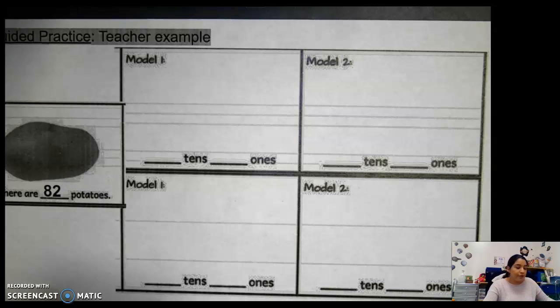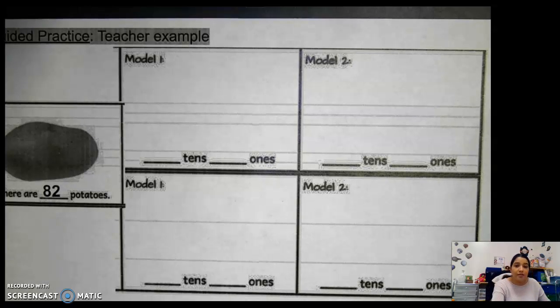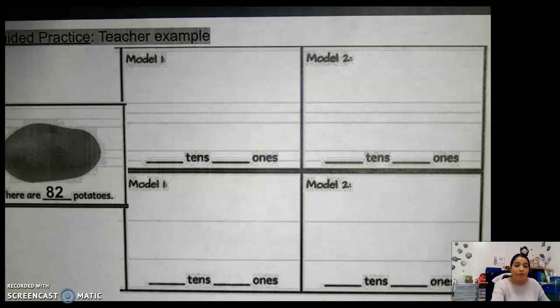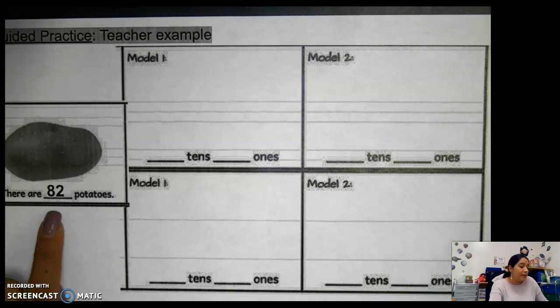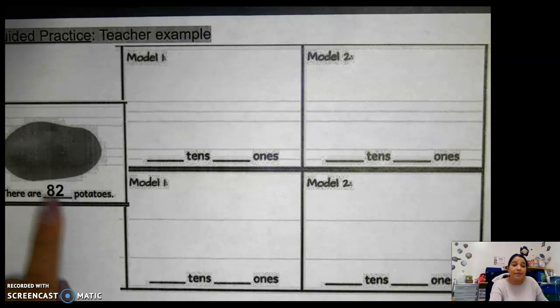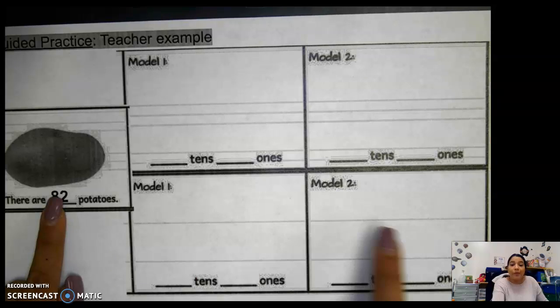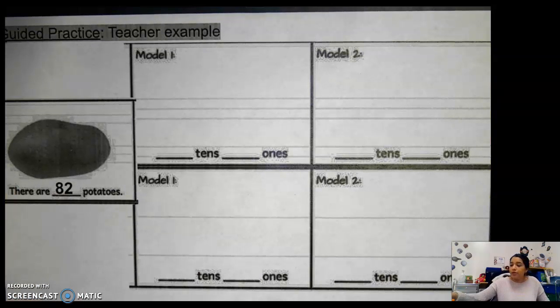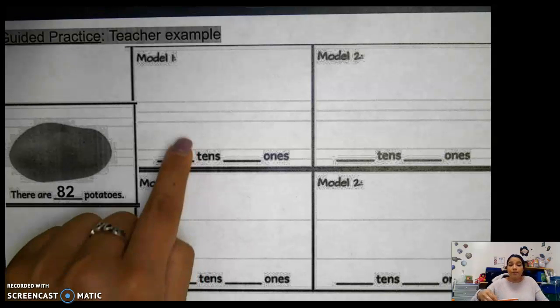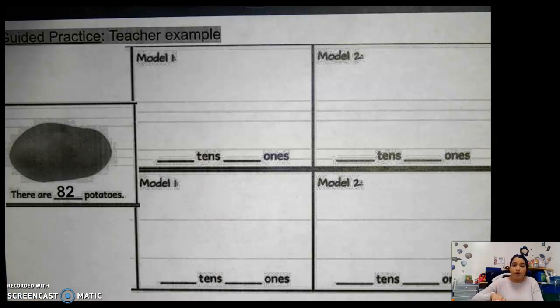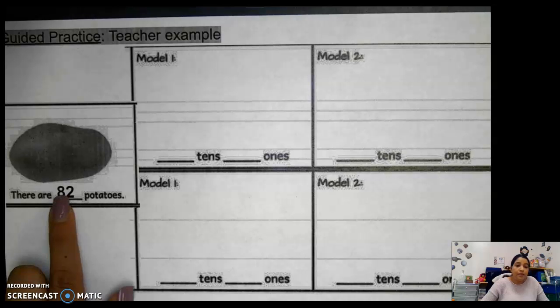Let's go ahead and look right here at our teacher example. And right here it says that we have 82 potatoes. So there are 82 potatoes, and we need to model it 4 different ways. So let's go ahead and get our base 10 blocks, and I'm also going to draw our pictorial model on our sheet. So let's see the first way we can do 82.